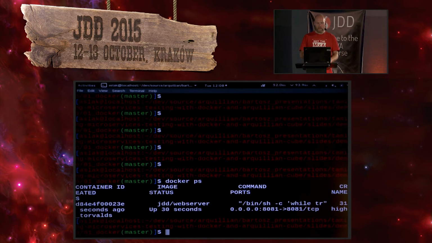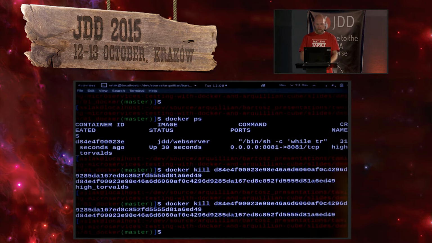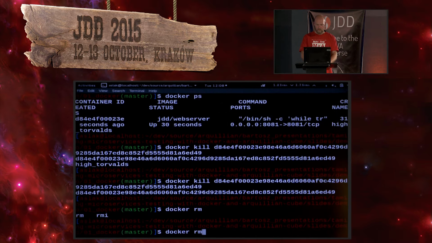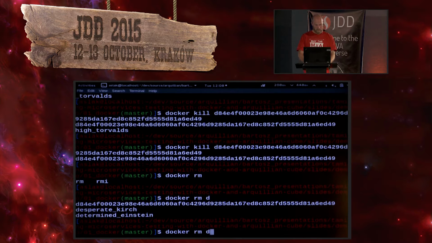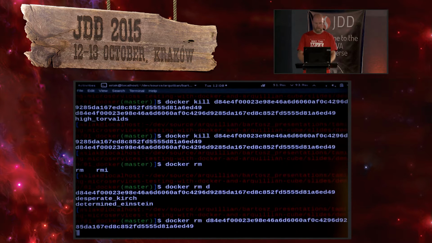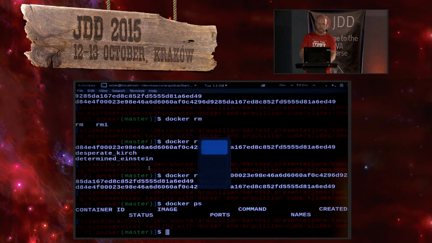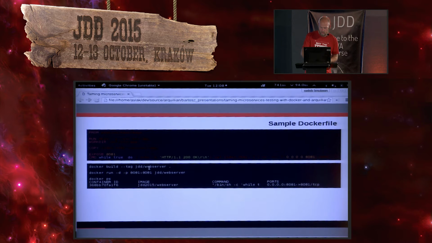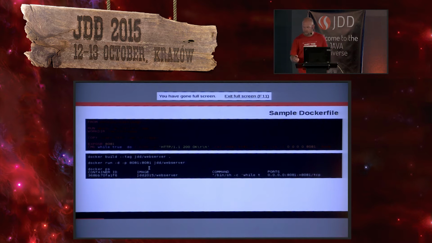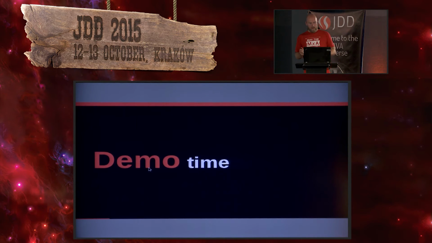So we can now look and see that we have a Docker container that's running. We can kill it. And we can remove the container as well. What was there? D8. There. And we cleaned up. Now there's nothing running. So, back to the presentation. Oh, that was a demo.